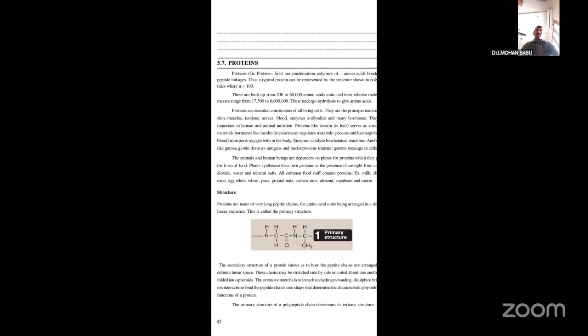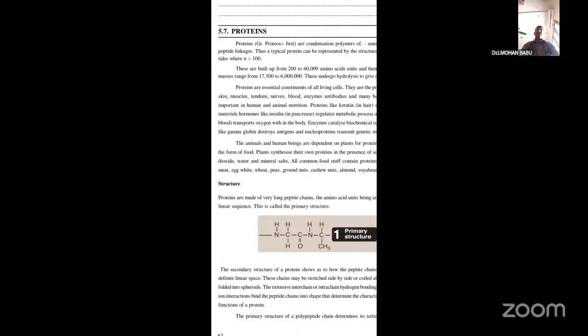Next, proteins. Generally the basic unit for proteins is the amino acid only. The amino acids are combined together, forming the polypeptide, and this polypeptide is modified as proteins. And these proteins are further modified as enzymes. So the basic unit for proteins and enzymes is amino acids only.